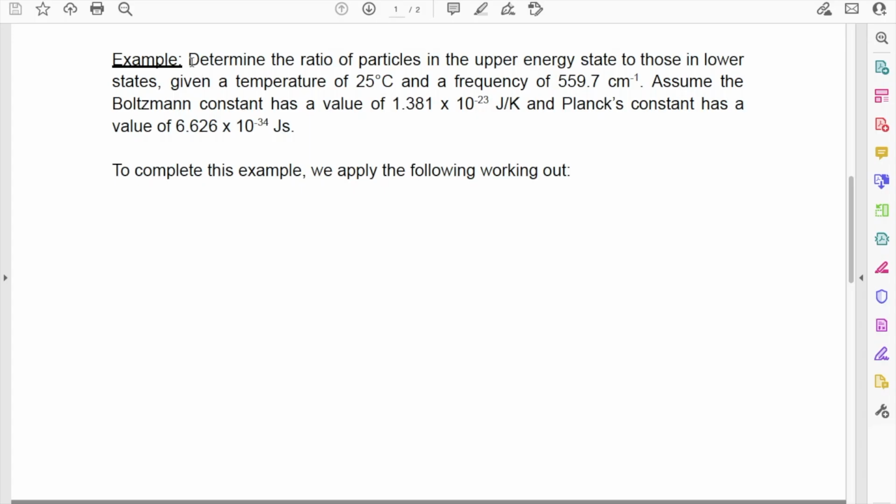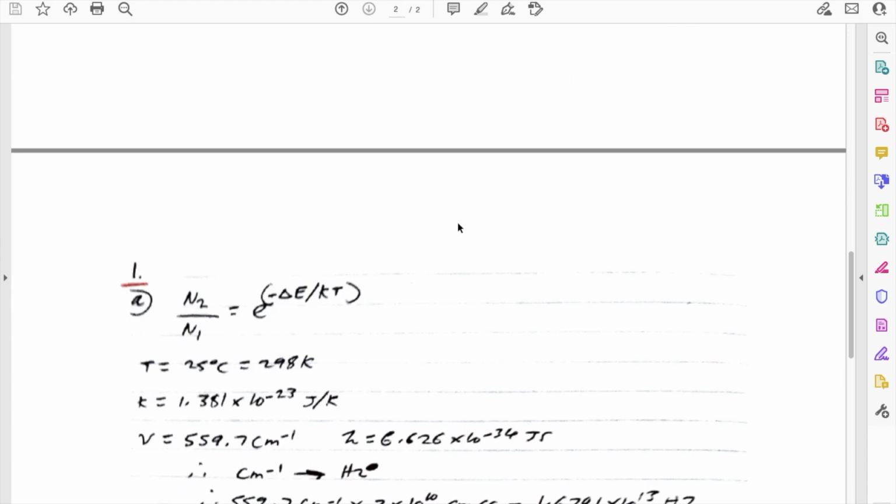So the example we have is to determine the ratio of particles in the upper energy state to those in the lower energy states, given a temperature of 25 degrees Celsius and a frequency of 559.7 centimeters inverse. First, assume the Boltzmann constant has a value of 1.381 times 10 to the negative 23 joules per Kelvin, and Planck's constant has a value of 6.626 times 10 to the negative 34 joule seconds. To complete this example, we apply the following working out as shown right here.